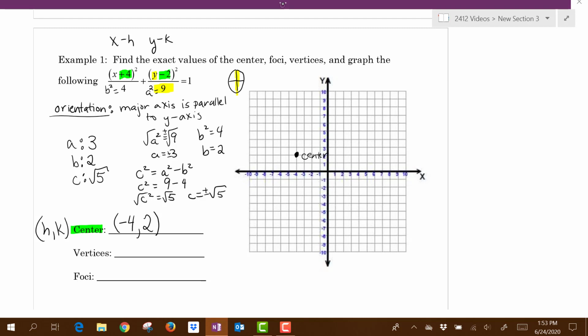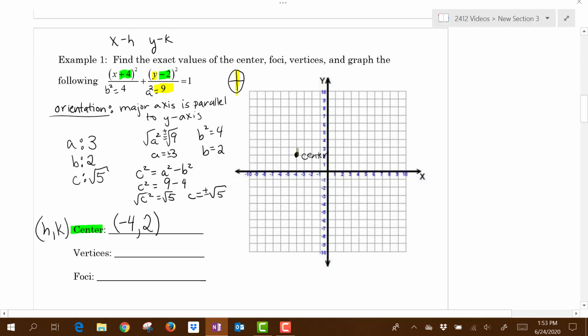So let's draw the vertices. Now before we do that, we need to remember that we're talking about a vertical major axis. So I'm just going to draw a vertical line to remind myself that on this major axis, I'm going to plot the foci and the vertices. Okay, so the vertices, remember, deal with the A value. The A value is 3, so I'm going to go up 1, 2, 3 units, plot a point. I'm going to go down 3 units from the center, 1, 2, 3, and plot a point.